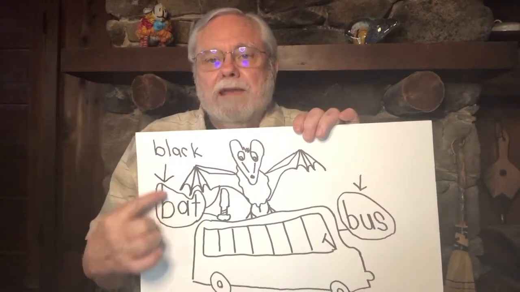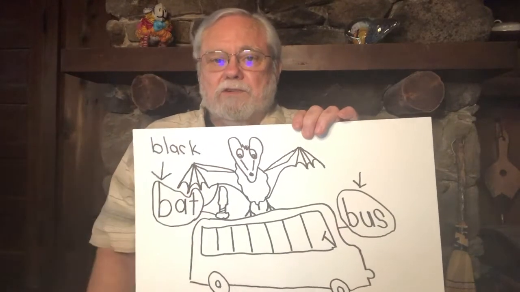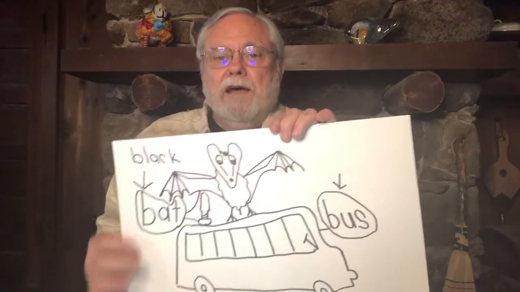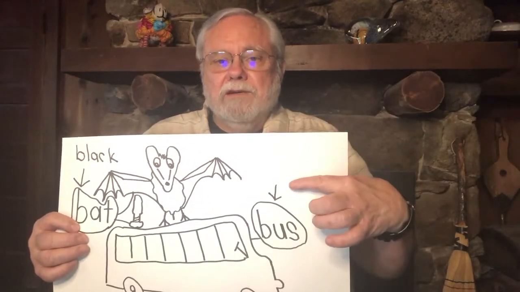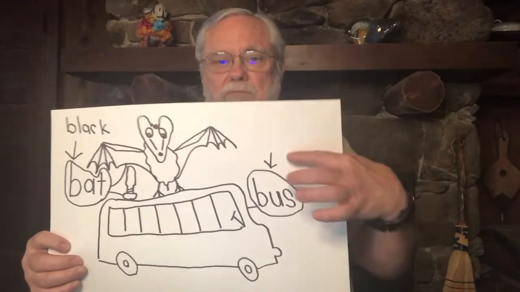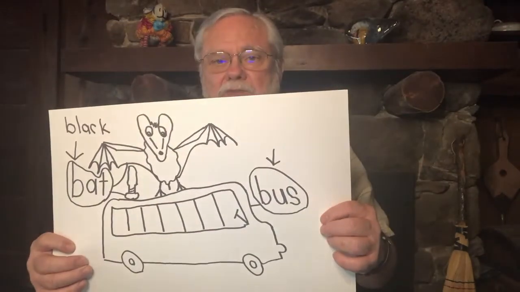If I wrote red bat, so if red's pointing to my bat, it needs to be colored what? Red. If I put in the word yellow here, then I need my bus to be what? Yellow. But if I put blue, I need to color my bus what? Blue. So I have a page here that I've done after our lesson.